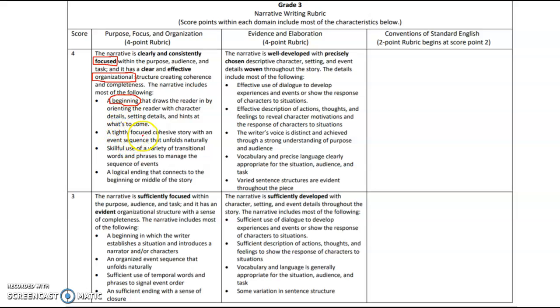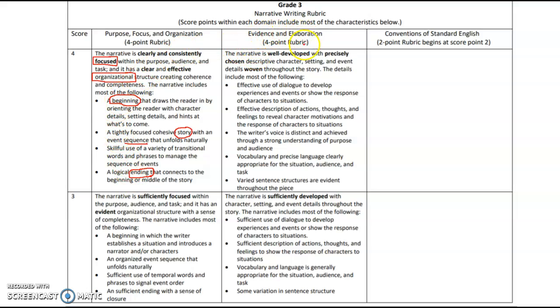We want to make sure we have a focused story with event sequence that unfolds naturally. Here's that word, sequence. That's where you're using your sequence words. So you'll have your beginning, you'll have your middle, and then you want to have a logical ending that connects the beginning and the middle of the story. So you know that the beginning of the story introduced the characters, the setting, the problem. Then throughout the story, the characters are acting and reacting, and then in the end, the problem is solved.